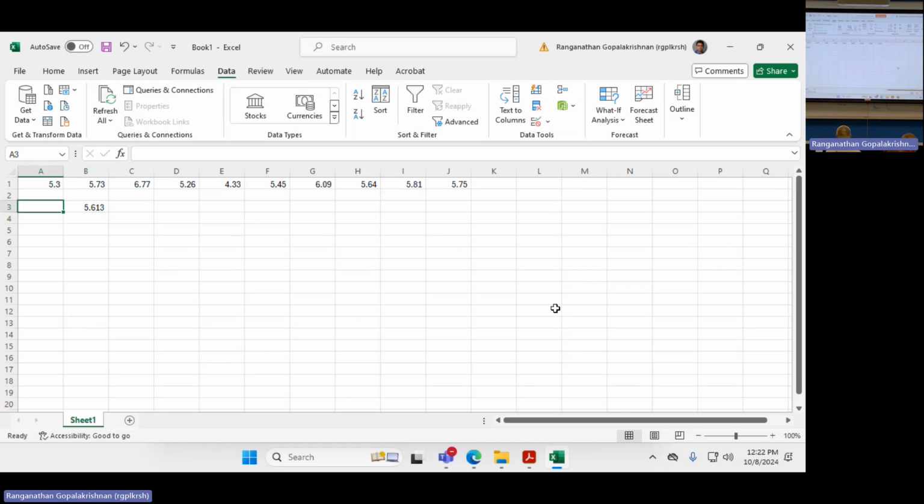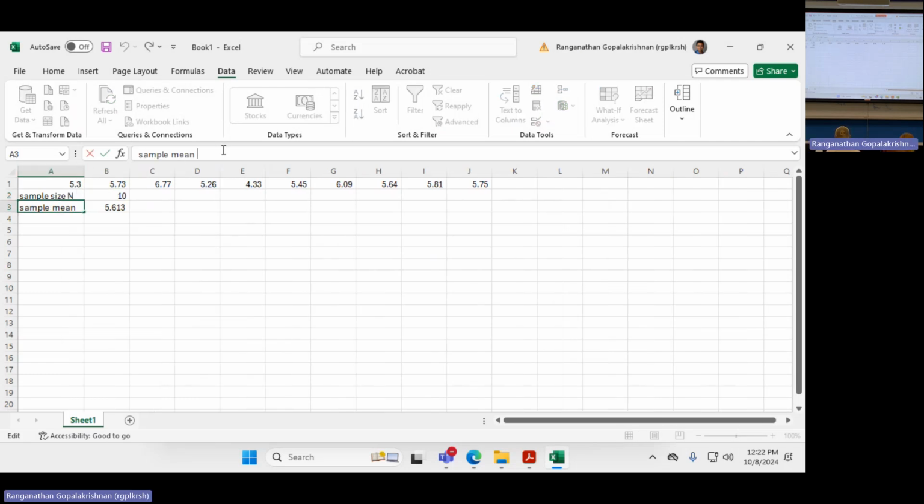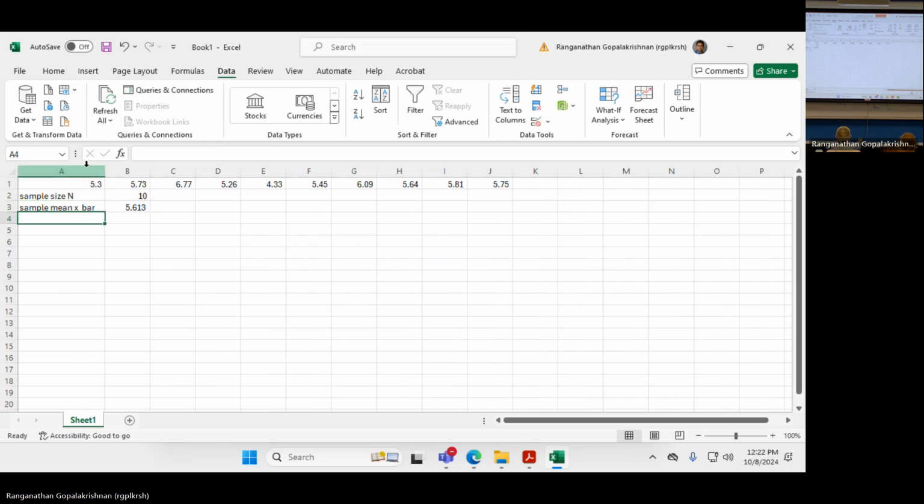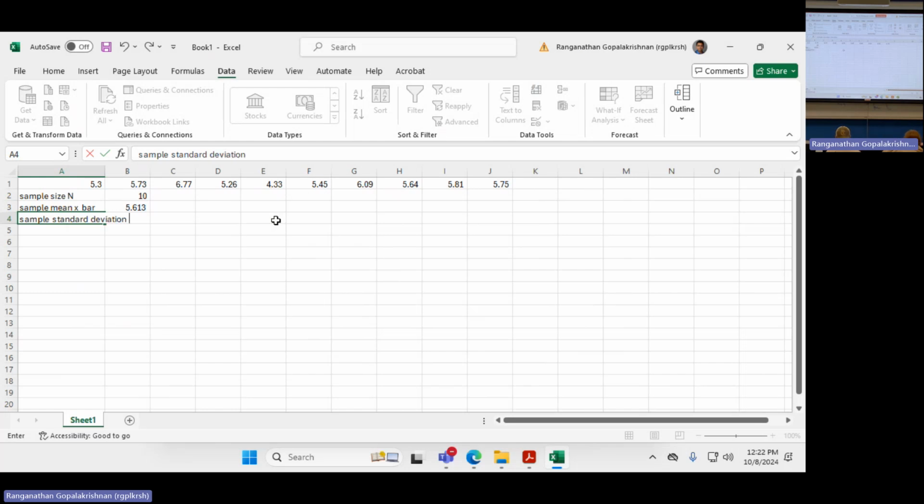So I'll write it here, sample mean. And before that, I'll also write sample size n. N is 10. Sample mean, I'll call it X bar. Okay, and then sample standard deviation, we call it Sx.